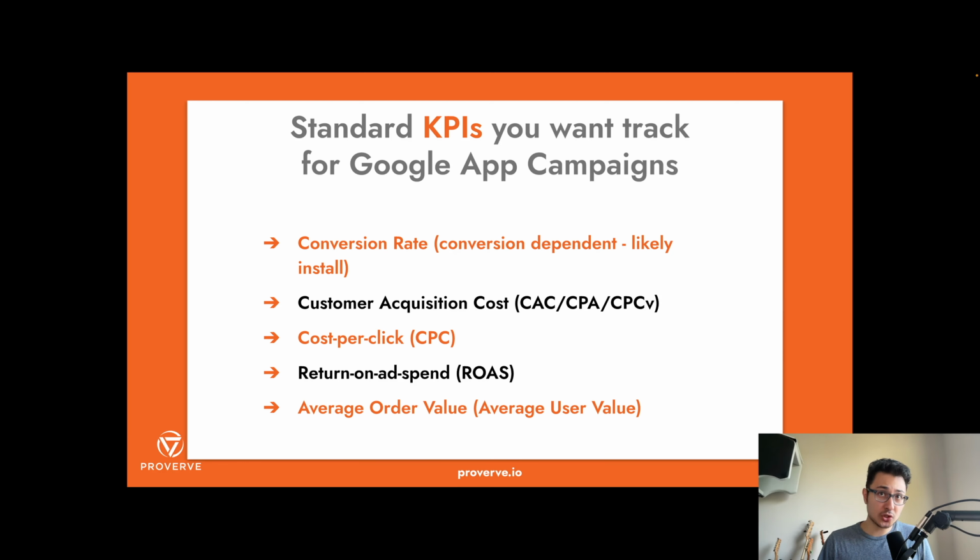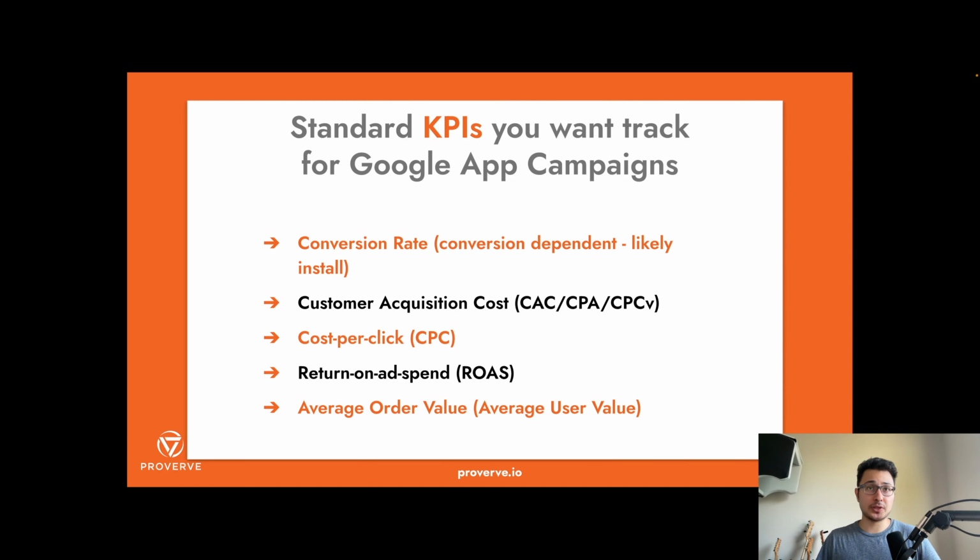Customer acquisition cost, also known as CAC, CPA, cost per acquisition, or CPCV, cost per conversion. In this case, we'll keep it simple. A lot of people use customer acquisition cost. That's basically how much you pay for a specific conversion, so in this case, how much you're paying for every install. Another term for it, which I've missed out here, is CPI, which stands for cost per install.